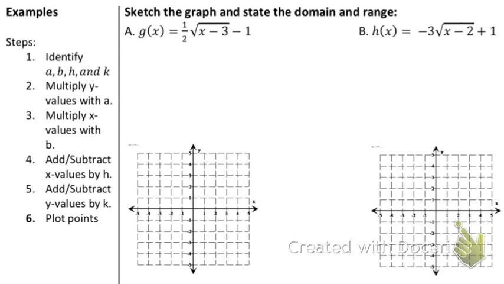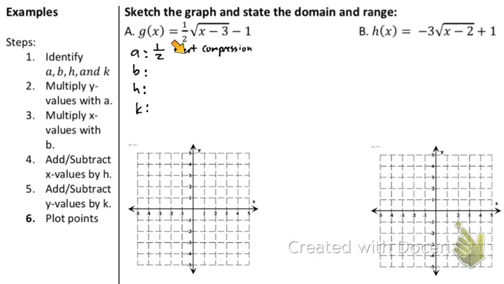So just like before, what I like to do is label my A, B, H, and K. Okay, we should get pretty good at this. So step one is identify these things. My A value is the number outside multiplying with the radical. So my A value is 1/2, which means I'm going to have a vertical compression. Okay, so I am making my graph vertically shorter.